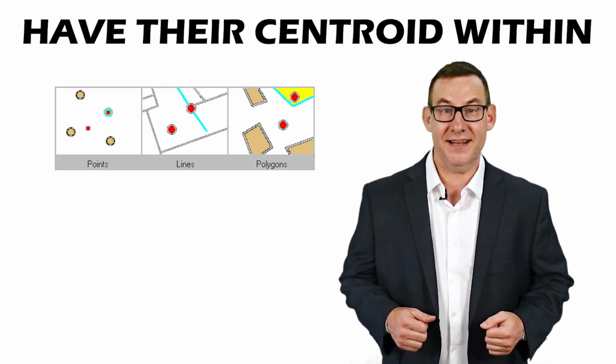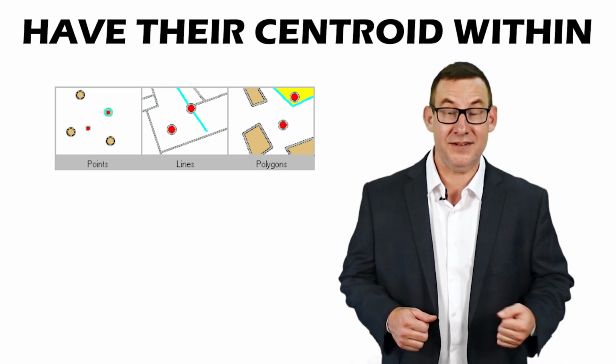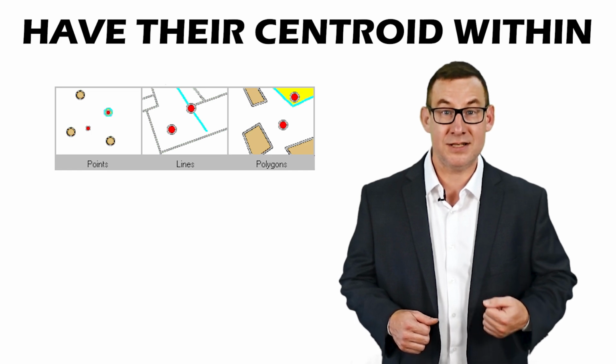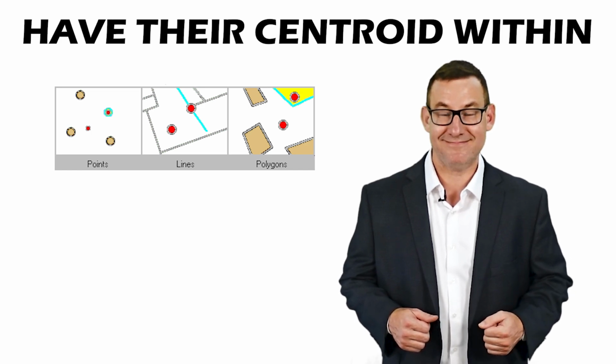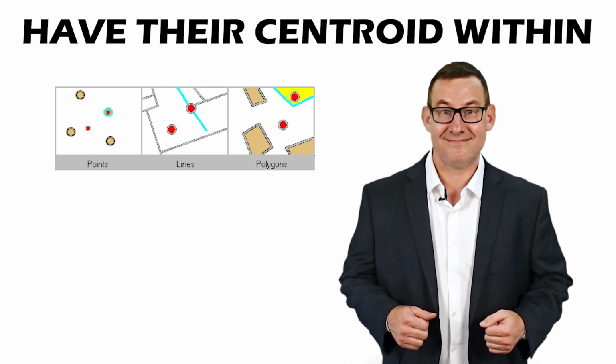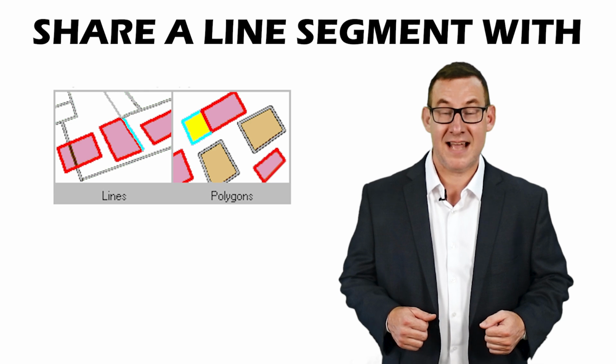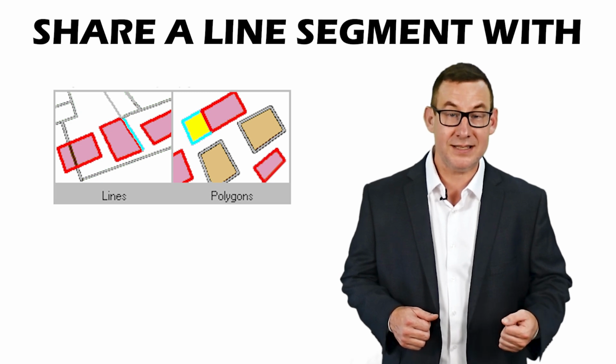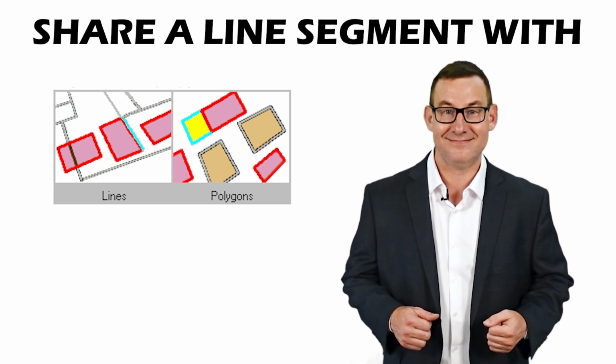Have their centroid within. If the centroid of the target feature falls into the geometry of the bounding feature, then it has its centroid within the bounding feature. Share a line segment with. Features share a line segment if the shapes have at least two contiguous vertices in common.